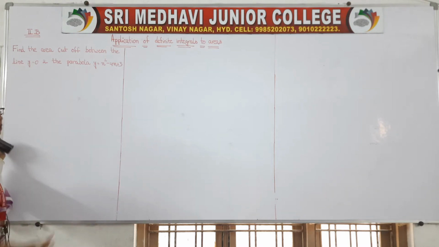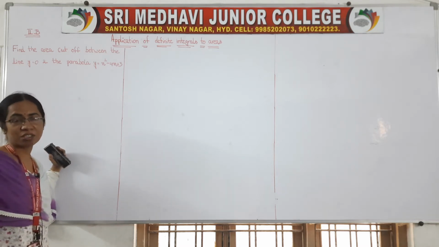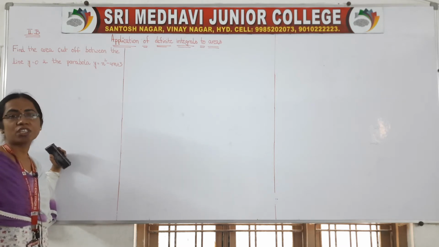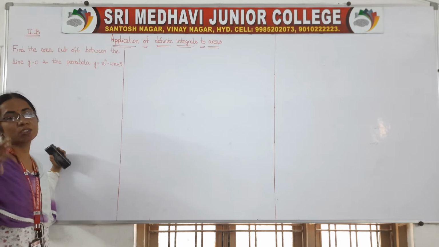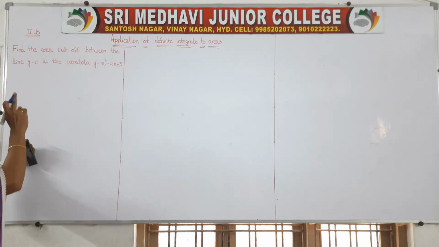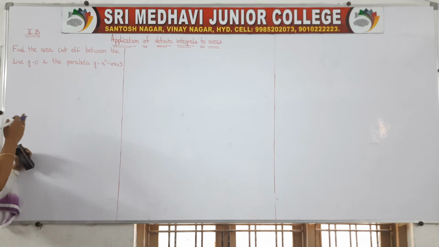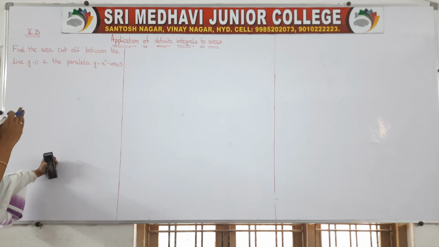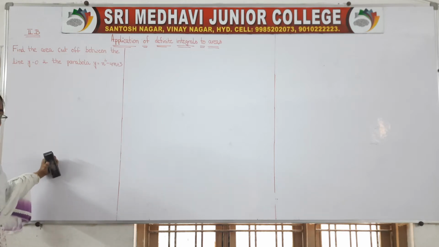So come to the question. Find the area cut off between the line y is equal to 0. What is the meaning of the line y is equal to 0? It means the x-axis, isn't it? So what is the equation of the x-axis? It is y is equal to 0, isn't it? So find the area cut off between the x-axis and the parabola given to us: y is equal to x square minus 4x plus 3. Okay, but x bounds are not given.